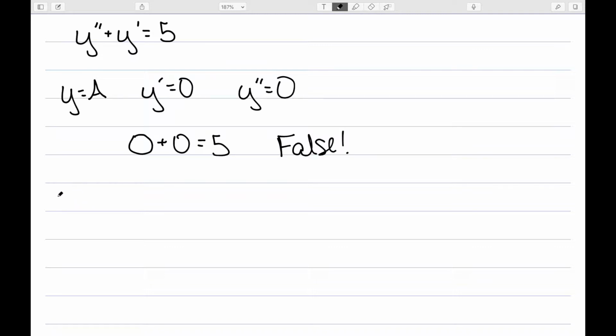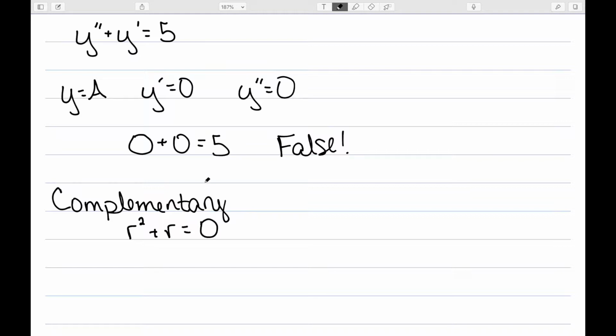And this is why it's important to talk about the complementary solution. And so let's start by finding that. For the complementary solution, we need to solve our equation, r squared plus r equal to 0 in this case. We can factor that into r times r plus 1 equal to 0. So we have that r is equal to 0 and negative 1.